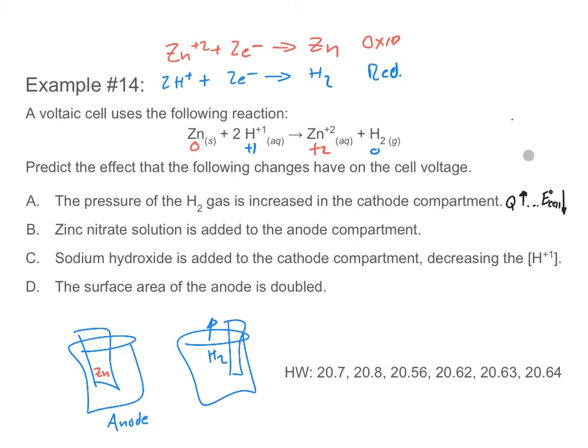Okay. So in the case of B, zinc nitrate solution is added to the anode compartment. The Q quotient, or the Q ratio, will go up because we're adding more zinc, right? So what's going to happen to the cell potential? Down. Should go down as well. So if I add sodium hydroxide to the cathode compartment, so this would be my cathode side, what's going to happen to Q? Q will go up. What's going to happen to E? Go down. It'll go down again.